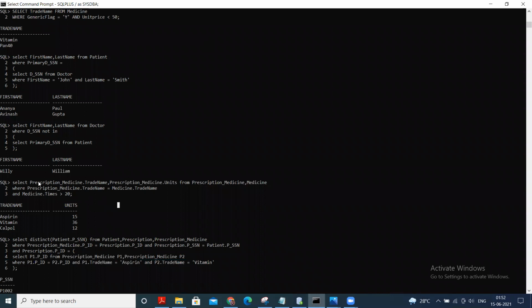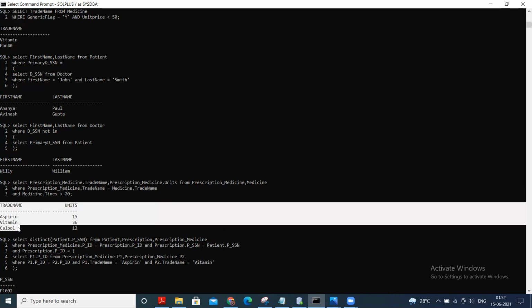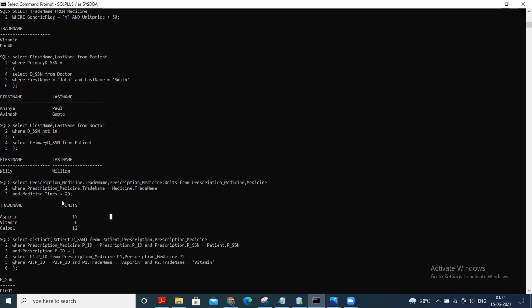So prescription medicine dot trade name and prescription medicine dot units. From where? From prescription medicine, comma medicine, where prescription medicine dot trade name equals medicine dot trade name, and medicine dot times must be greater than 20. So these three times are greater than 20, and their units are 15, 36, 12 respectively.